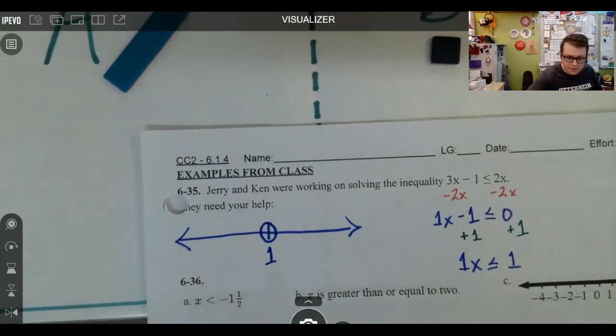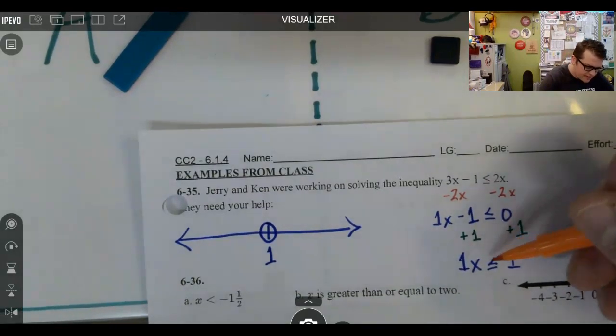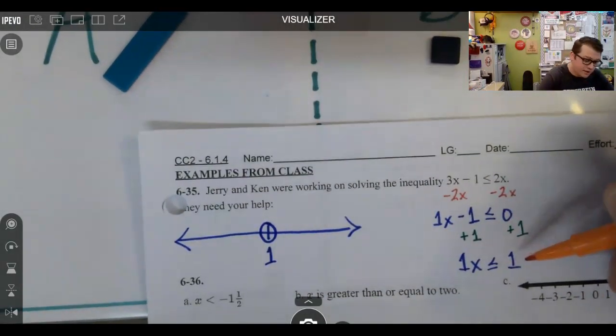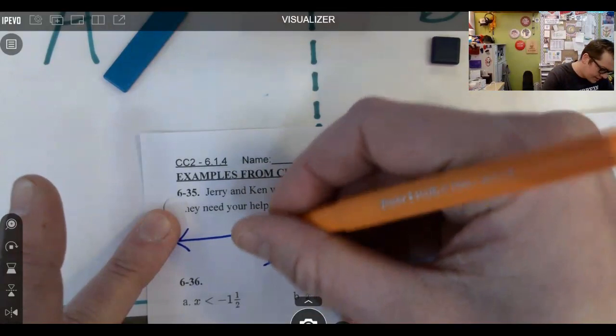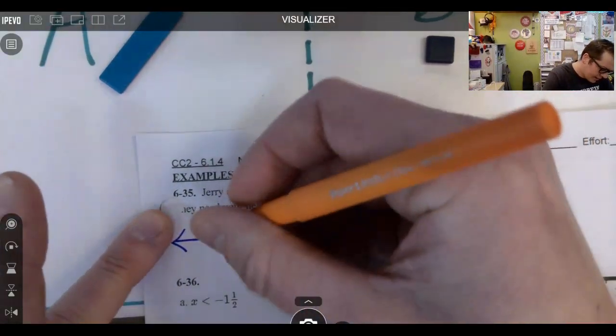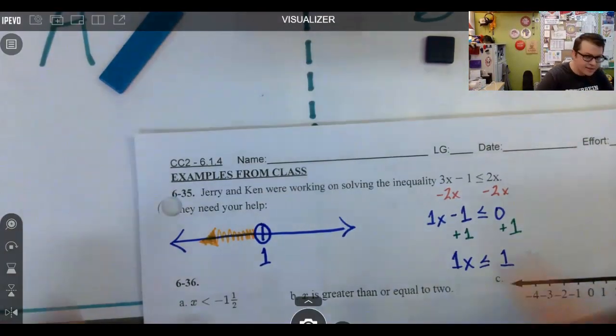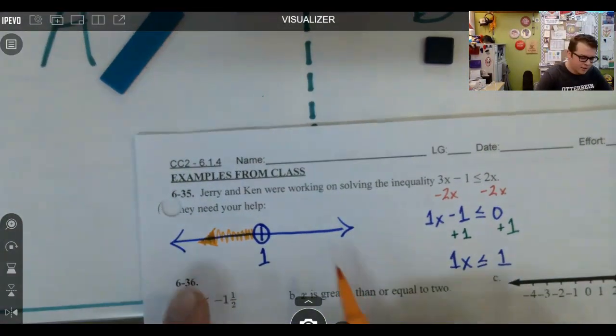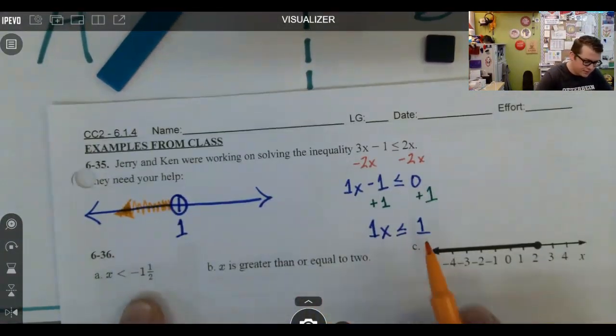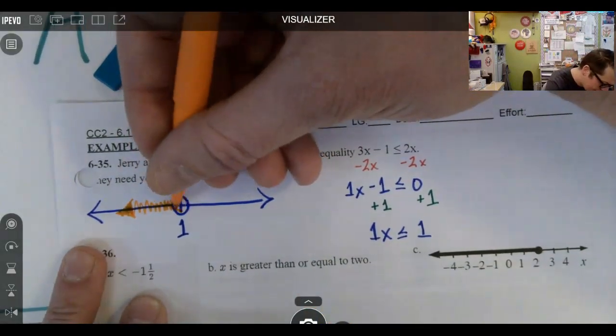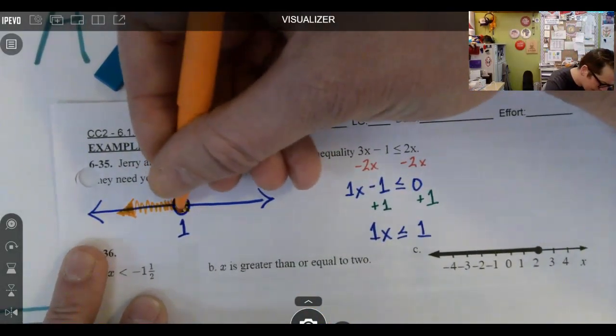Now I'm going to use a different color just to help exemplify what I'm shading. If x is less than 1, I would need to shade to the less than 1 side. And if I don't want to go all the way, I can draw an arrow on the end of my shading to say, hey, that shading keeps going. But then if x is allowed to be equal to 1, I also shade in the boundary point.